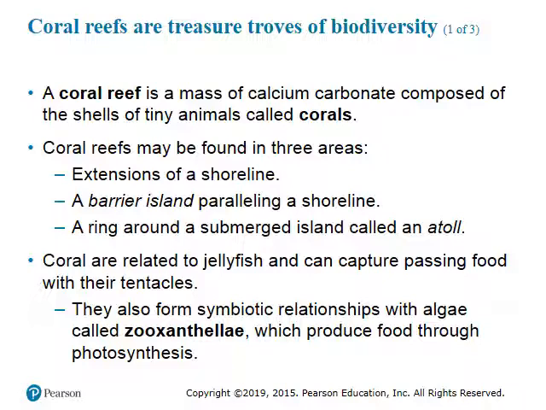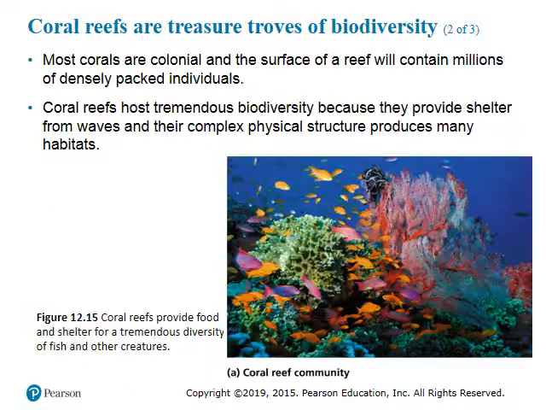The corals themselves are related to jellyfish, and they can capture passing food with their tentacles. So they're like filter feeders, right? They just extend out and take in what comes to them. They also form symbiotic relationships with algae called zooxanthellae, which produce food through photosynthesis. Now, most corals are colonial, meaning they make colonies, and they can tend to take over things.